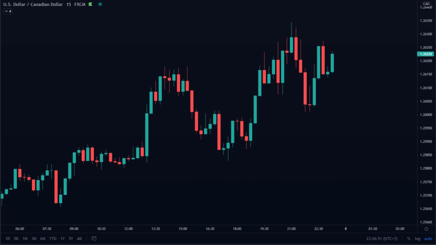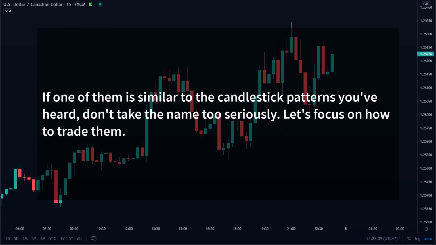The other candlestick patterns that I'm going to share today come from my trading process and my experience. I named them myself to make them easier to remember and visualize. So if one of them is similar to a candlestick pattern you have heard of, don't take the name too seriously. Let's focus on how to trade them.